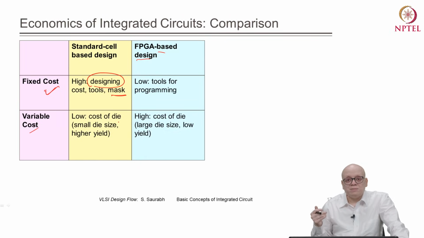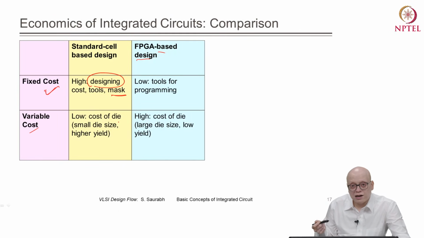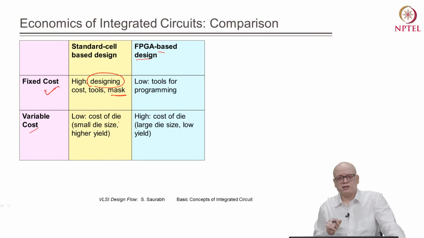And for FPGA based design, typically we get the hardware from the vendor, and we do not utilize the complete hardware for our functionality, and therefore the cost of the die will be higher for FPGA based design, because the area will be larger. And because of the larger area, as we will see later, the yield will also be lower, and in effect the variable cost of FPGA based design will be higher compared to the standard cell based design.